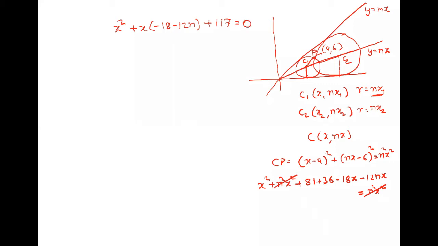Okay, this is a quadratic equation. What is the product of roots? x1 x2 is 117. Any doubt in this up till now?